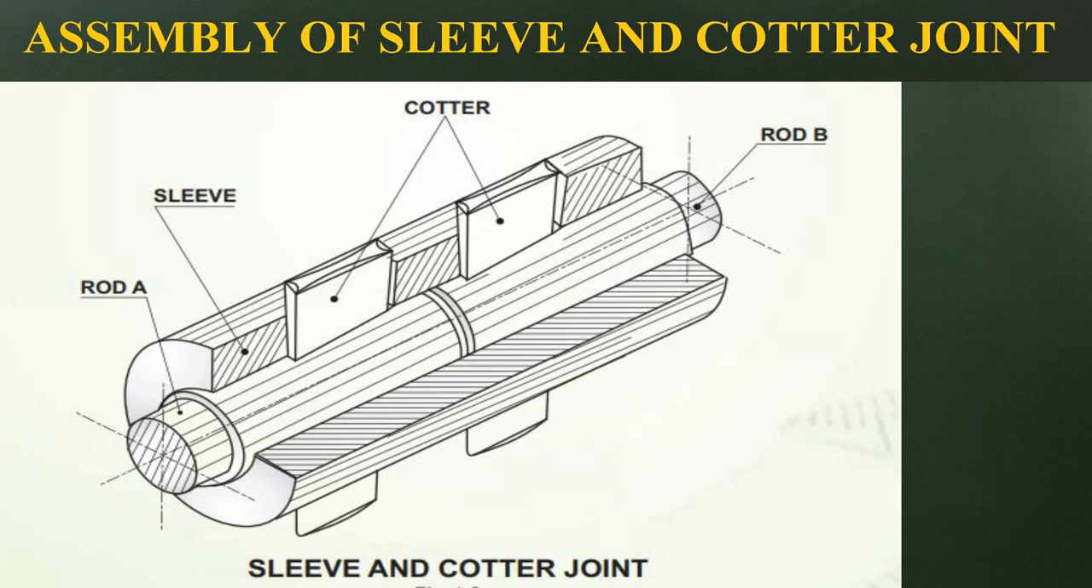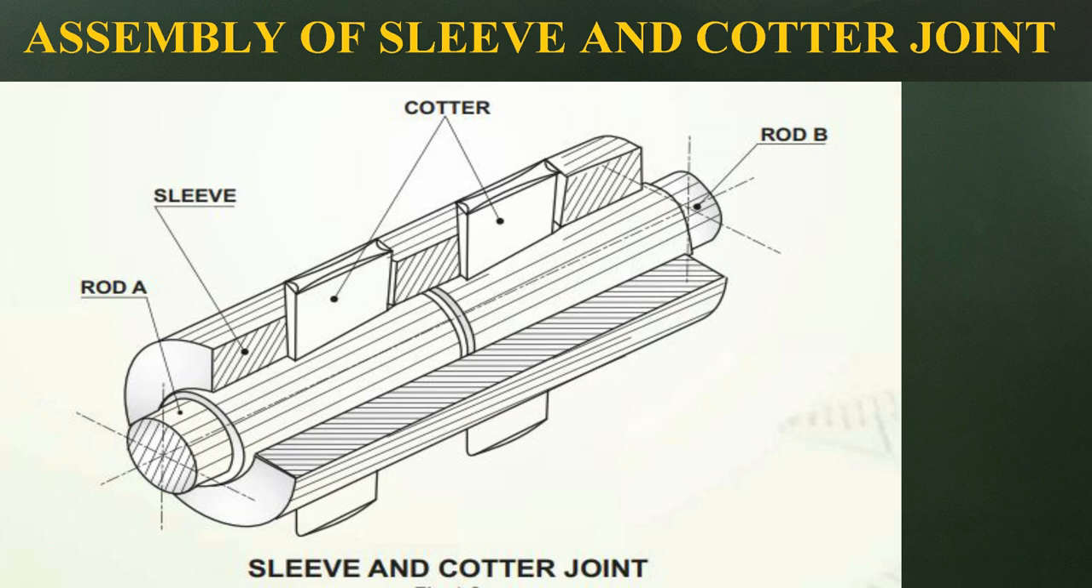So the end rods are circular, with a circular cross-sectional area. To make the joint, the rods are enlarged at their ends and slots are cut. After keeping the rods butted against each other, a sleeve with slots is placed over them. After aligning the slots properly, two cotters are driven in through the slots, resulting in the joint. The rod ends are enlarged to take care of the weakening effect caused by the slots.